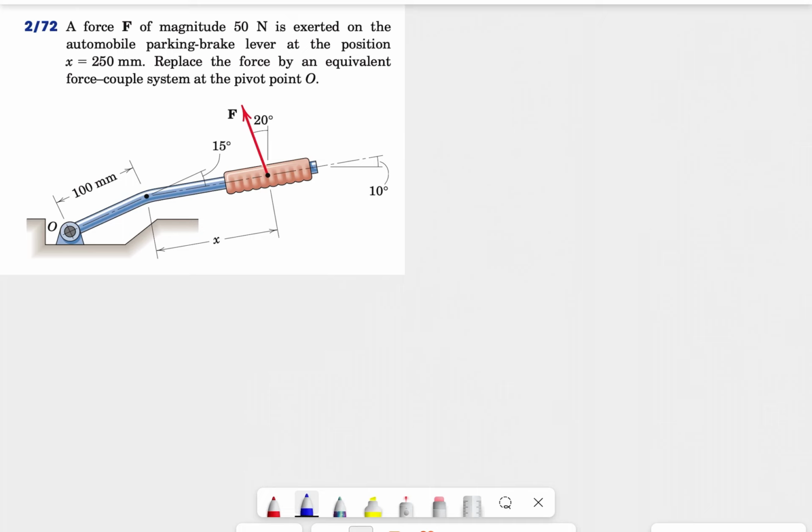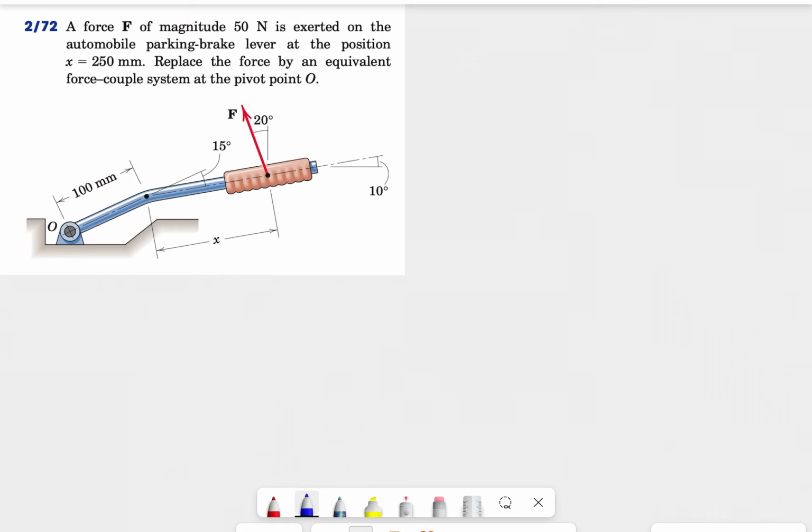Hey guys, in today's video we're going to be solving a question about the concept of a force couple system. We have the force F, which is 50 Newton, applied at this parking brake lever, and the question is asking to replace the force by an equivalent force couple system at the point O.